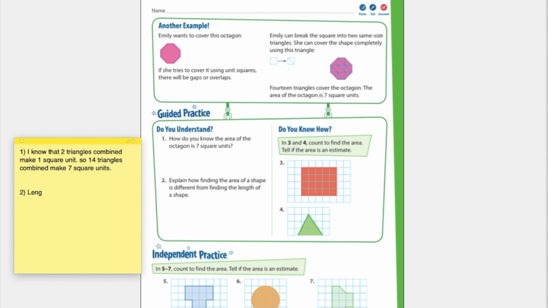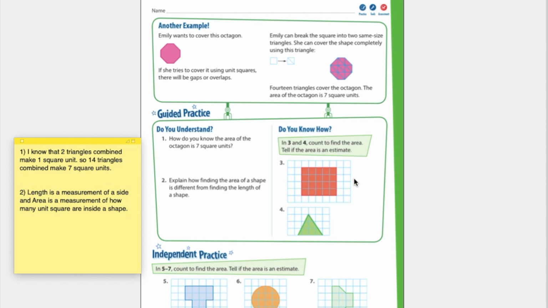So we can say that length is a measurement of a side, and area is a measurement of how many unit squares are inside a shape. There you go. Okay, go ahead and move on to 3, 4, 5, 6, and 7.